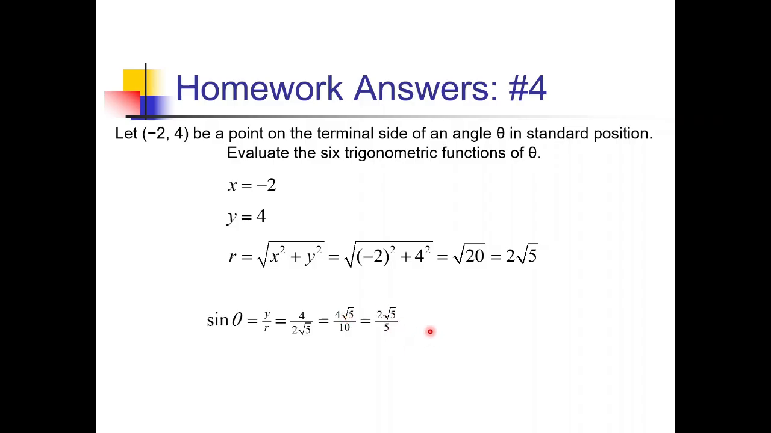Next up, let's do cosine. That's x over r. So in this case, that's negative 2 over 2 radical 5.